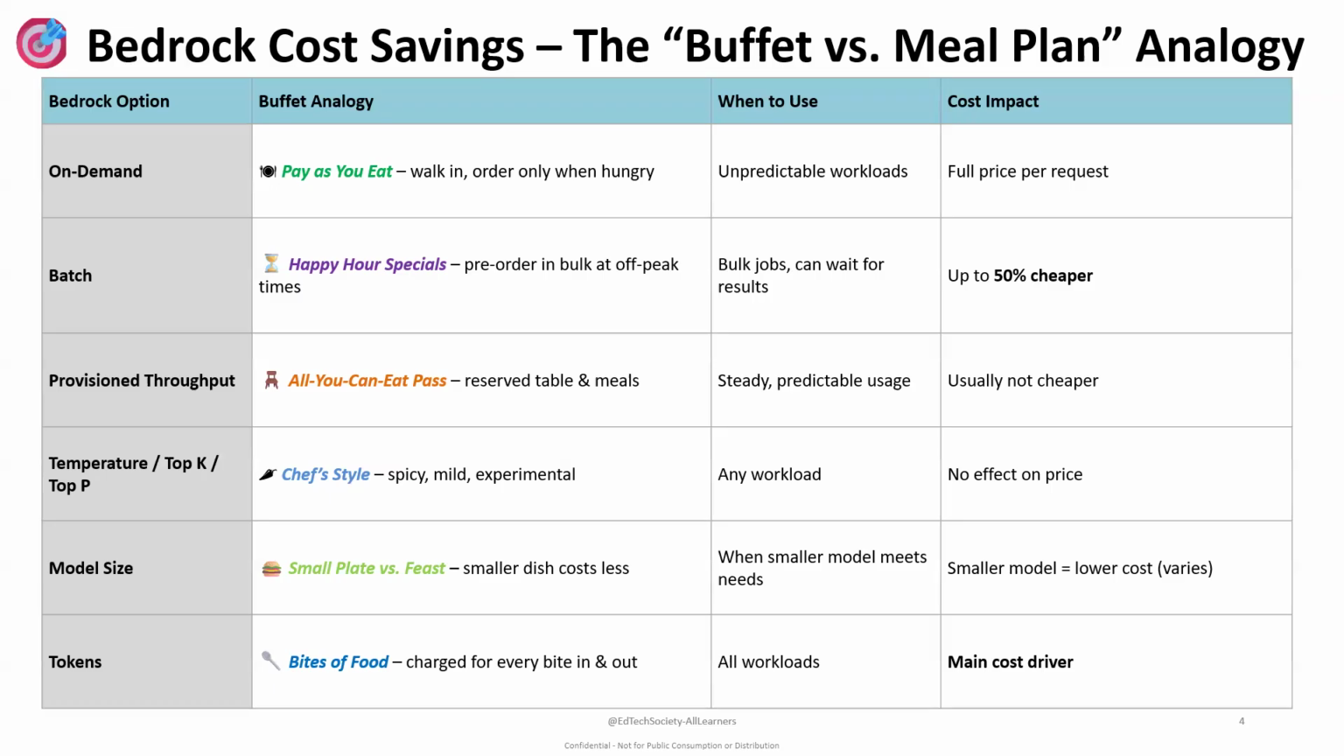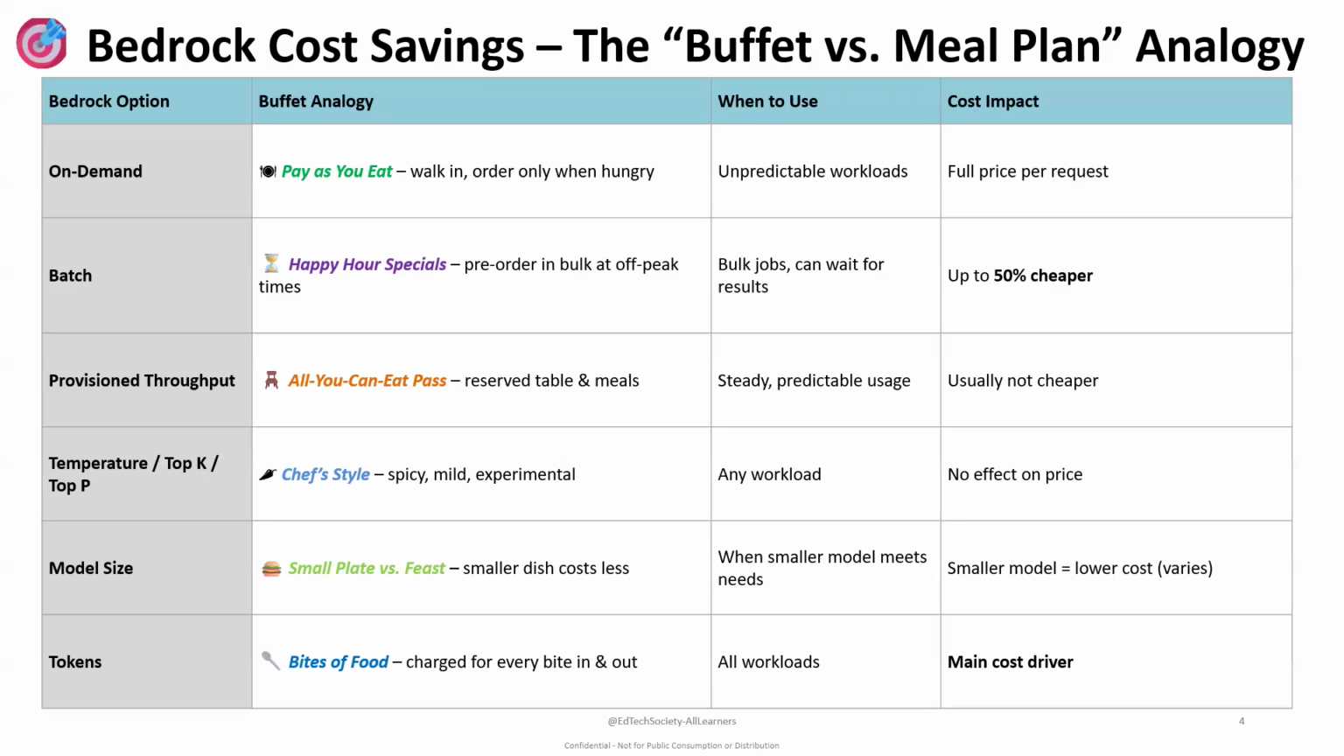So these are chef style kind of thing. It can work for any workload. It's kind of chef style that you want spicy, you want more creative kind of thing. If you remember what is top K and top P, it's kind of probability kind of thing. And temperature is more creative you have. So if you think like that in a buffet, that you have a chef style kind of thing, you want spicy, mild, experimental kind of thing, then you should go for this kind of provisioning. Here there is no effect on pricing and it can handle any workload.